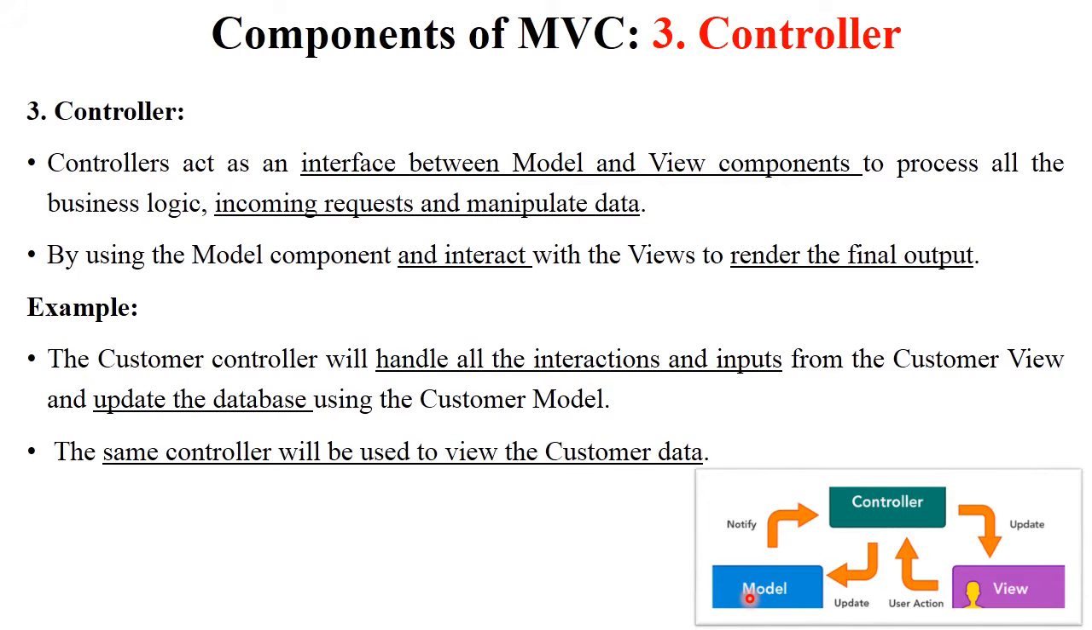So see in this diagram, view means user, okay? The output representation of a particular application, that is the view or front view. Controller means the interface between the user and the database, okay? And model means the database, simply. Clear? So this is the concept of MVC architecture.